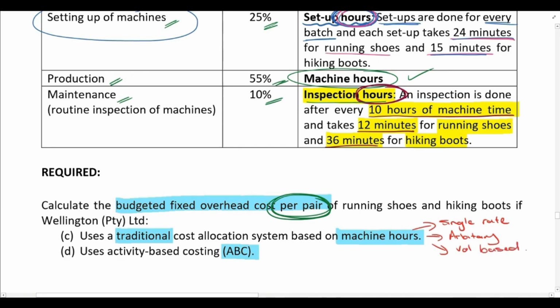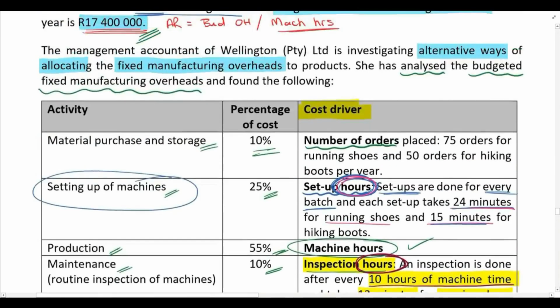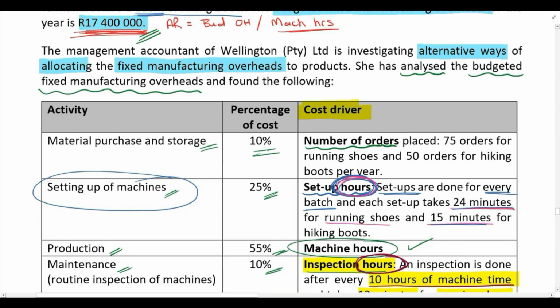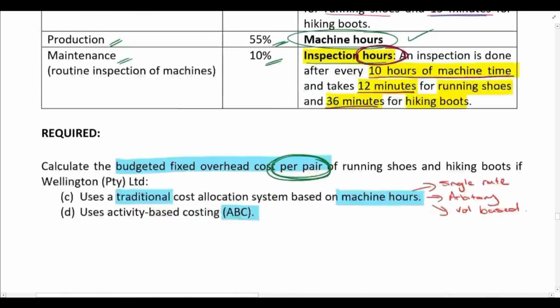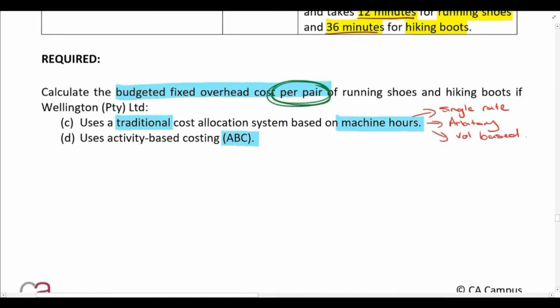So one rate, I don't analyze what this overhead cost for the year is made up of. I just take this total overhead cost for the year. I don't break it down. I work out one single rate. I don't look for cost drivers. I'm just going to use machine hours. It's arbitrary. And machine hours is a volume-based measure that I'm using.